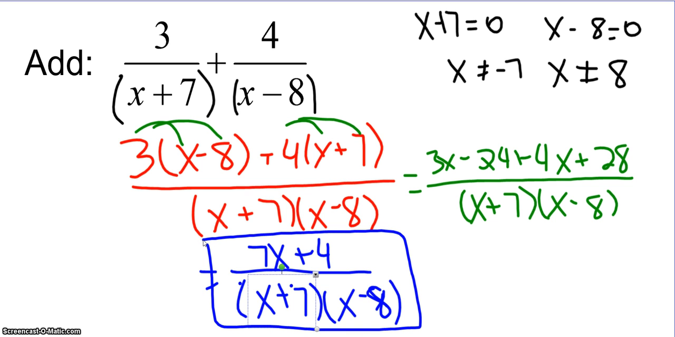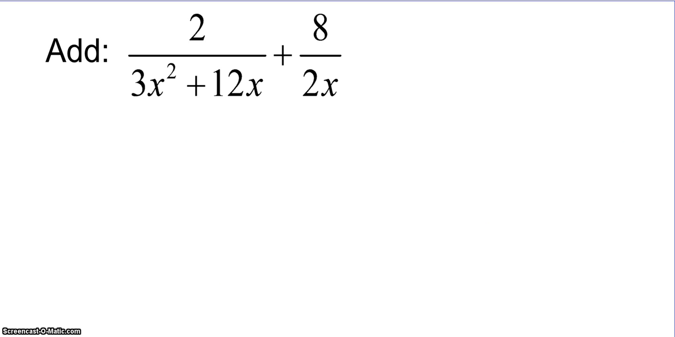Okay, if you have any questions so far, make sure you pause the video, rewind it, and actually work it out while I'm going through this. Alright, our last example for addition. So we have 2 over 3x squared plus 12x plus 8 over 2x. Before we can get to our restriction, the first thing that we need to do is factor.